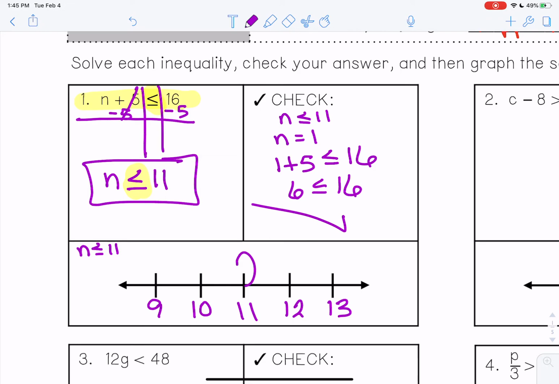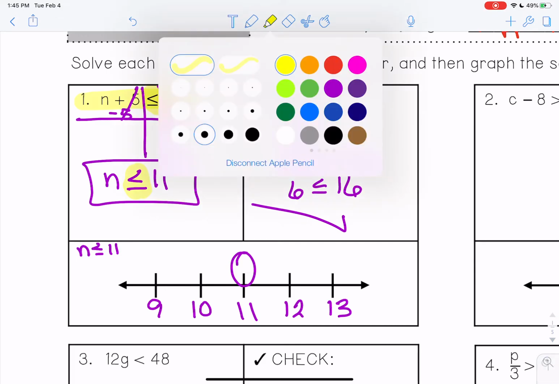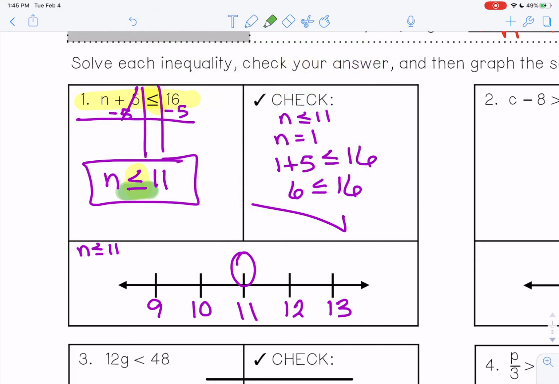I put my bubble on the number that we got, which is 11, because, oopsie, let's put that back. Because we have this equal symbol attached to it, that means that our bubble's going to be filled in. And then if n is the numbers that are smaller than 11, my arrow is going to point towards all the numbers smaller than 11. And that's how we do number 1.